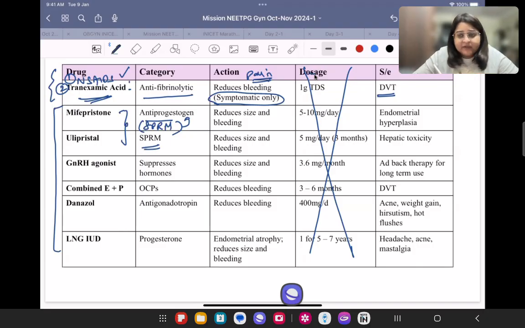अब मिफेप्रिस्टोन हमने और कहाँ पढ़ा है? Where have we read about mifepristone? In MTP, very good, along with misoprostol. And where will we read about ulipristal tomorrow? Ulipristal main use is not in fibroids. It is as an emergency contraception. Very good. Emergency contraceptive है, ठीक है? So कल हम पढ़ेंगे इसके बारे में और डिटेल में.